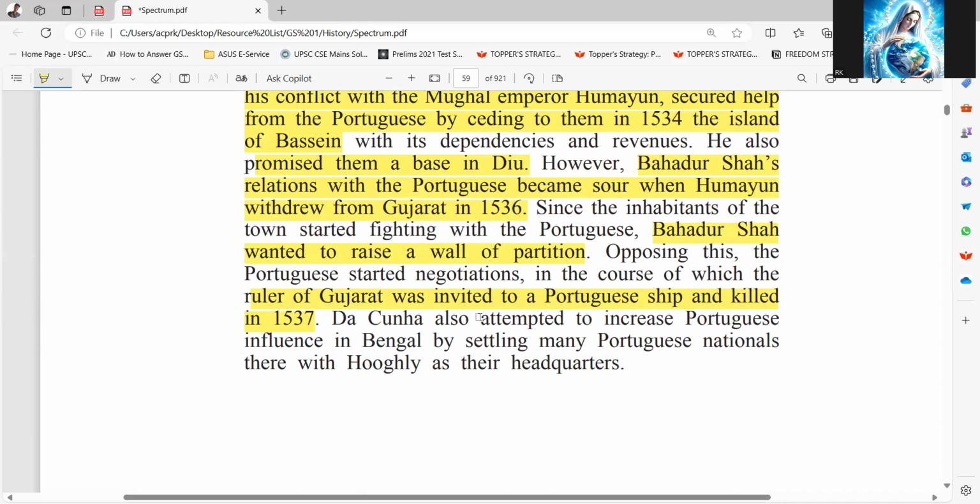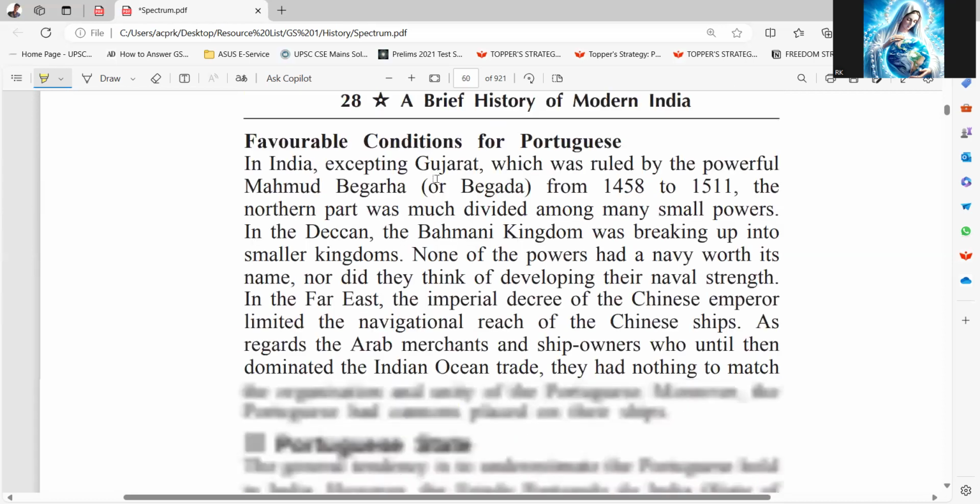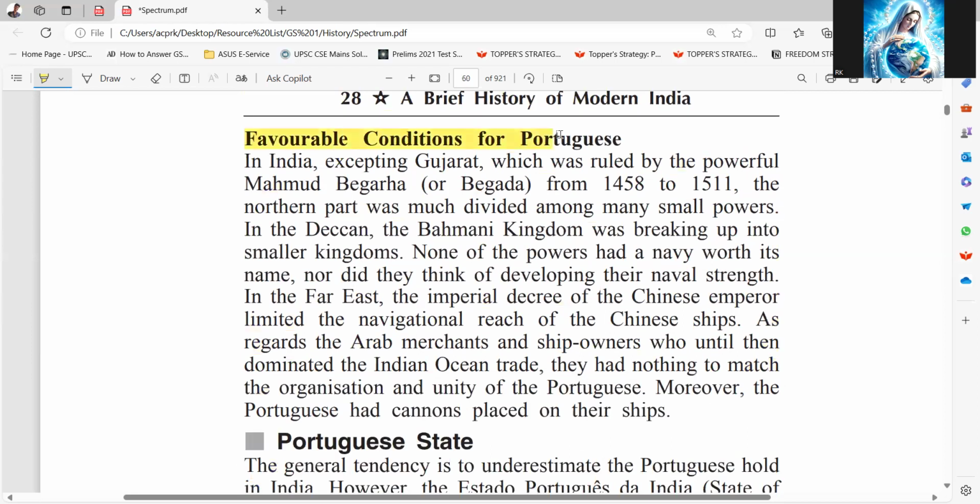Nuno da Cunha also attempted to increase Portuguese influence in Bengal by settling many Portuguese nationals there with Hooghly as their headquarters. Favorable conditions for the Portuguese in India: Gujarat was ruled by the powerful Mahmud Begarha or Begada from 1458 to 1511.